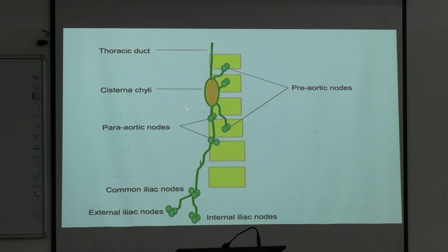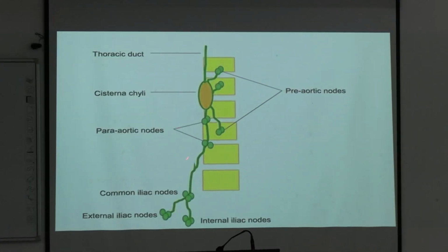This is schematic diagram. This is pre-aortic group of lymph nodes. These are para-aortic group of lymph nodes. This is common iliac. This is external iliac. This is internal iliac. Lymphatics mainly go from lower part upward, and drain into a large lymphatic structure that is known as cisterna chyli. Cisterna chyli lies mainly at the level of L1 vertebra. From here, thoracic duct ascends upward and drains into subclavian vein. That's how the lymphatic drainage occurs.